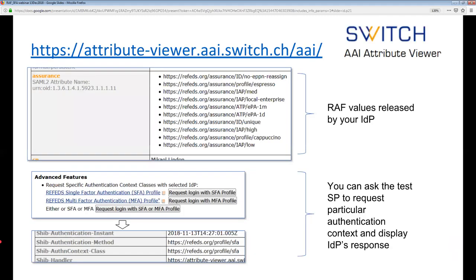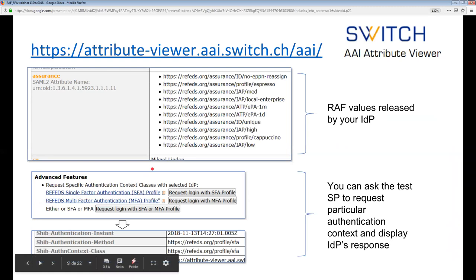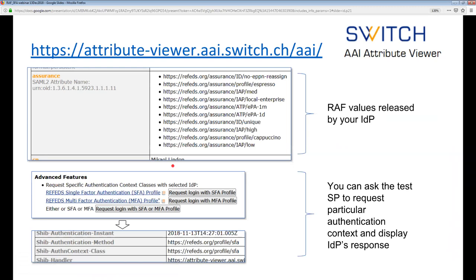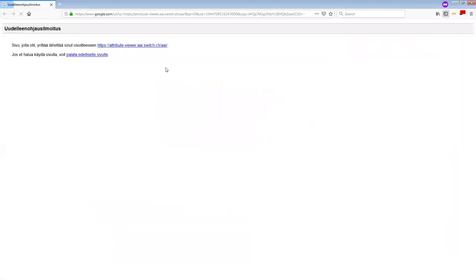If you have an IDP and you want to test how it technically conforms with the REFEDS Assurance Suite, I propose you use the SWITCH attribute view service, whose URL is up there. If your IDP is in eduGAIN, it will allow you to use your IDP to log into the attribute view, and then it displays the assurance attributes and authentication contexts. But actually, I have planned to give a live demo using my home organization IDP. So let's see if we will eventually get a demo effect.